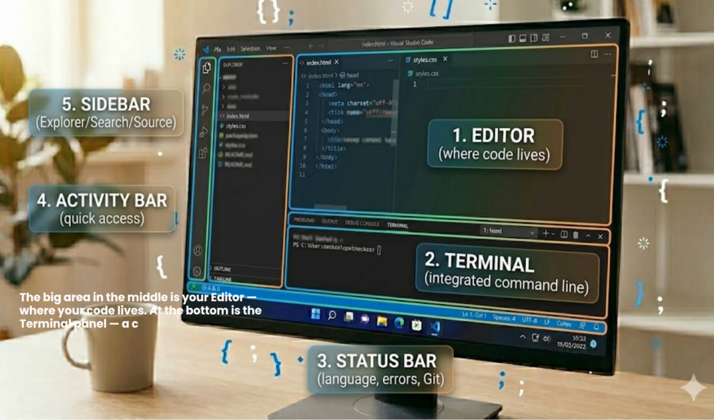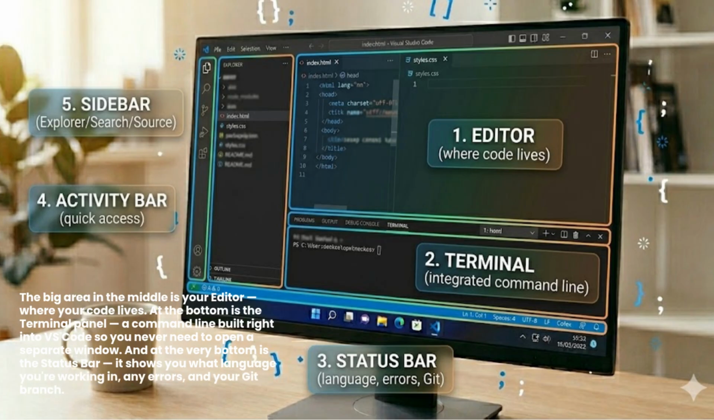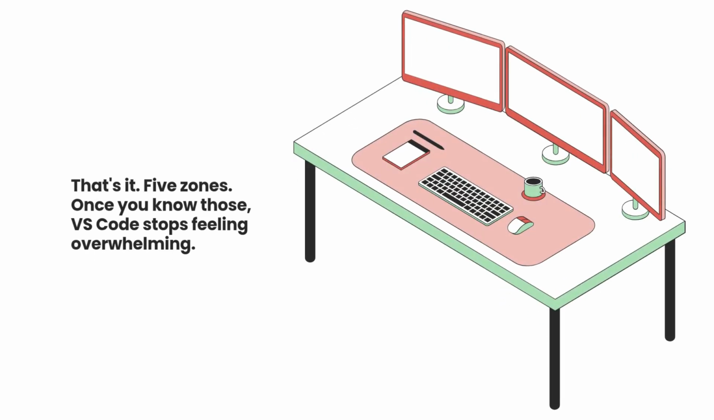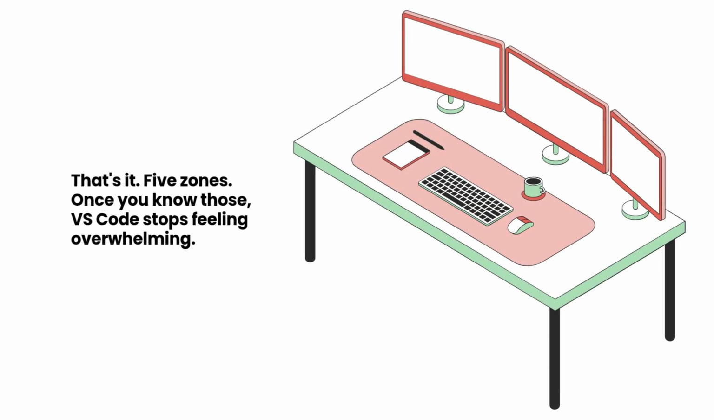At the bottom is the terminal panel, a command line built right into VS Code so you never need to open a separate window. And at the very bottom is the status bar. It shows you what language you're working in, any errors, and your Git branch. That's it, 5 zones. Once you know those, VS Code stops feeling overwhelming.